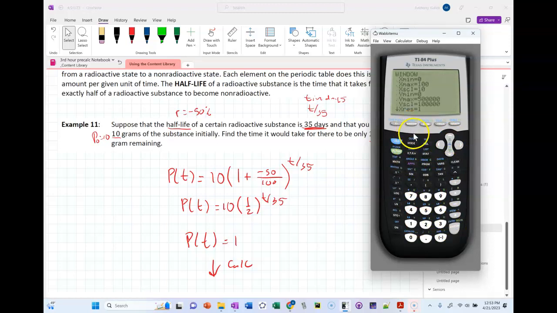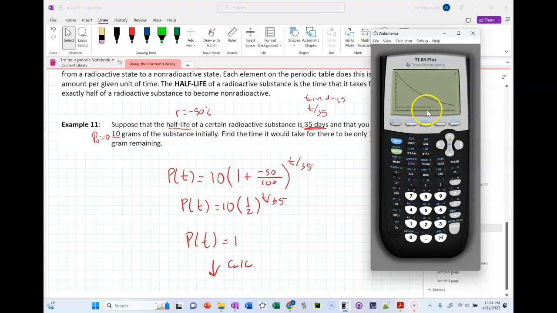Okay, I'll do that. 0 to 100 sounds fine. This should be 0 to 10. Okay. So there's my exponential decay.